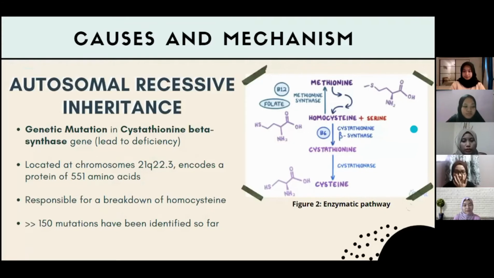Now we'll continue with the causes and mechanism. Generally, the major cause is autosomal recessive inheritance, where a genetic mutation occurs in the cystathionine beta synthase gene. This gene is responsible for the cystathionine beta synthase enzyme that functions in breaking down homocysteine into cysteine. However, due to the mutation, the homocysteine level might increase and lead to homocystinuria disease.